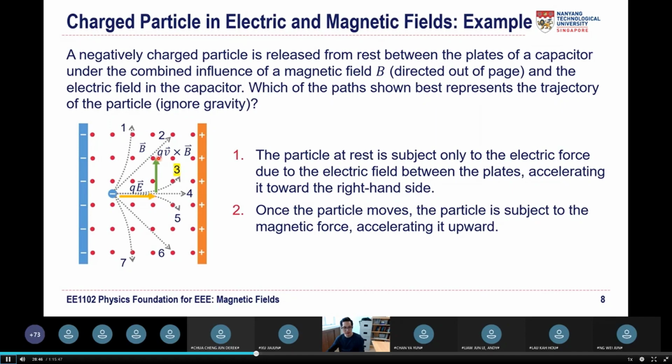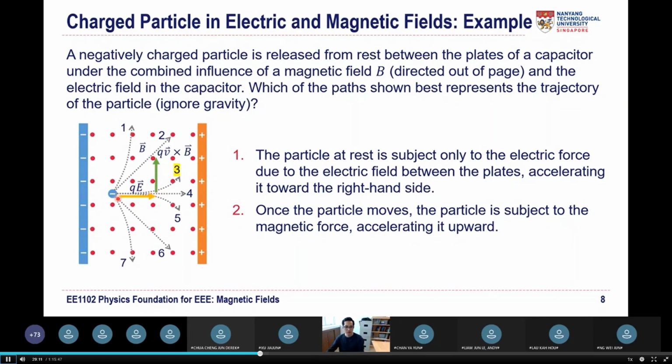Okay, the QV. So V, in fact, is this way, but because Q is negative, the QV is going to be directed that way, towards the left, and B is pointing towards us or coming out of the page, and then the cross product of the two is going to give us a direction upwards. Okay, in this case.